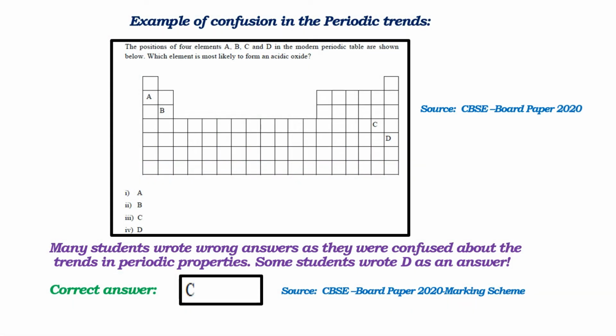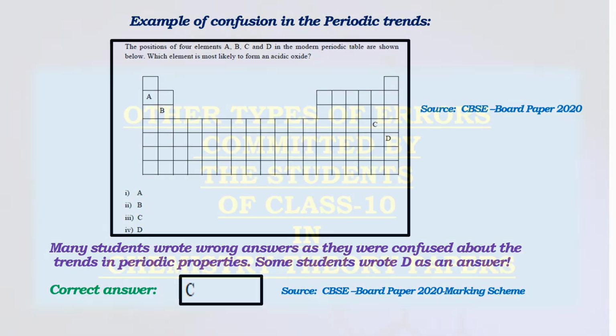Example of confusion in the periodic table. This question is taken from CBSE's board paper of 2020. Many students wrote wrong answers as they were confused about the trends in the periodic properties. Some students wrote D as an answer where the correct answer should be C.